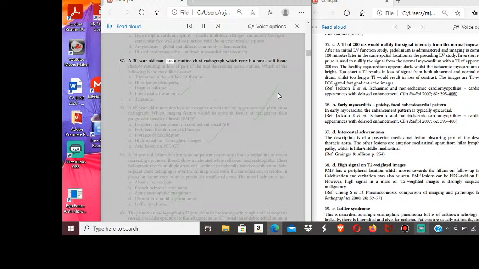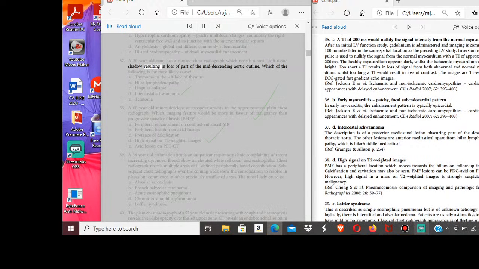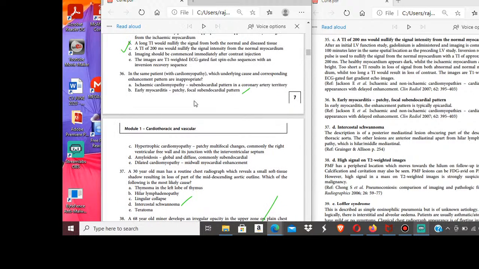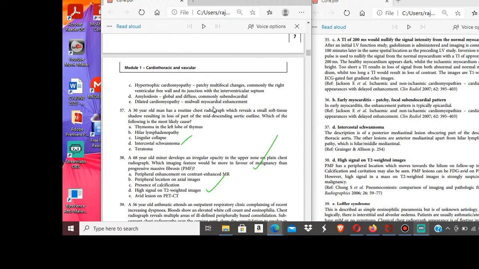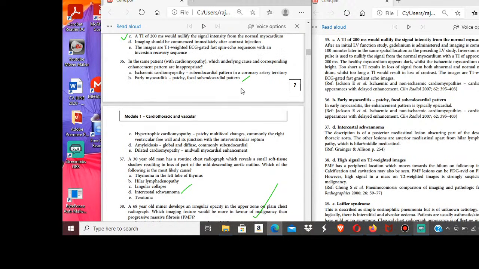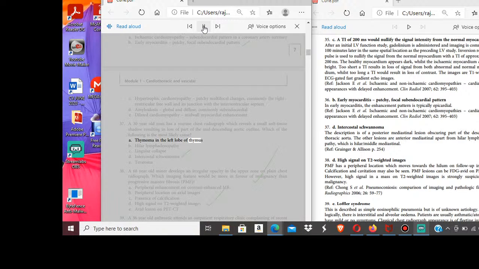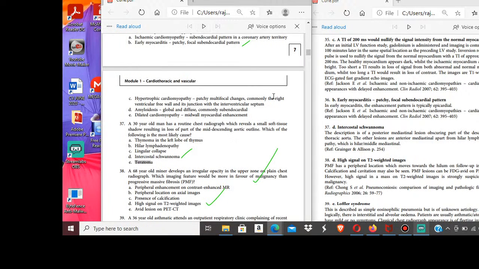37. A 30-year-old man has a routine chest radiograph which reveals a small soft tissue shadow resulting in loss of part of the mid-descending aortic outline. Which of the following is the most likely cause? A. Thymoma in the left lobe of thymus. B. Hilar lymphadenopathy. C. Lingular collapse. D. Intercostal schwannoma. E. Teratoma.